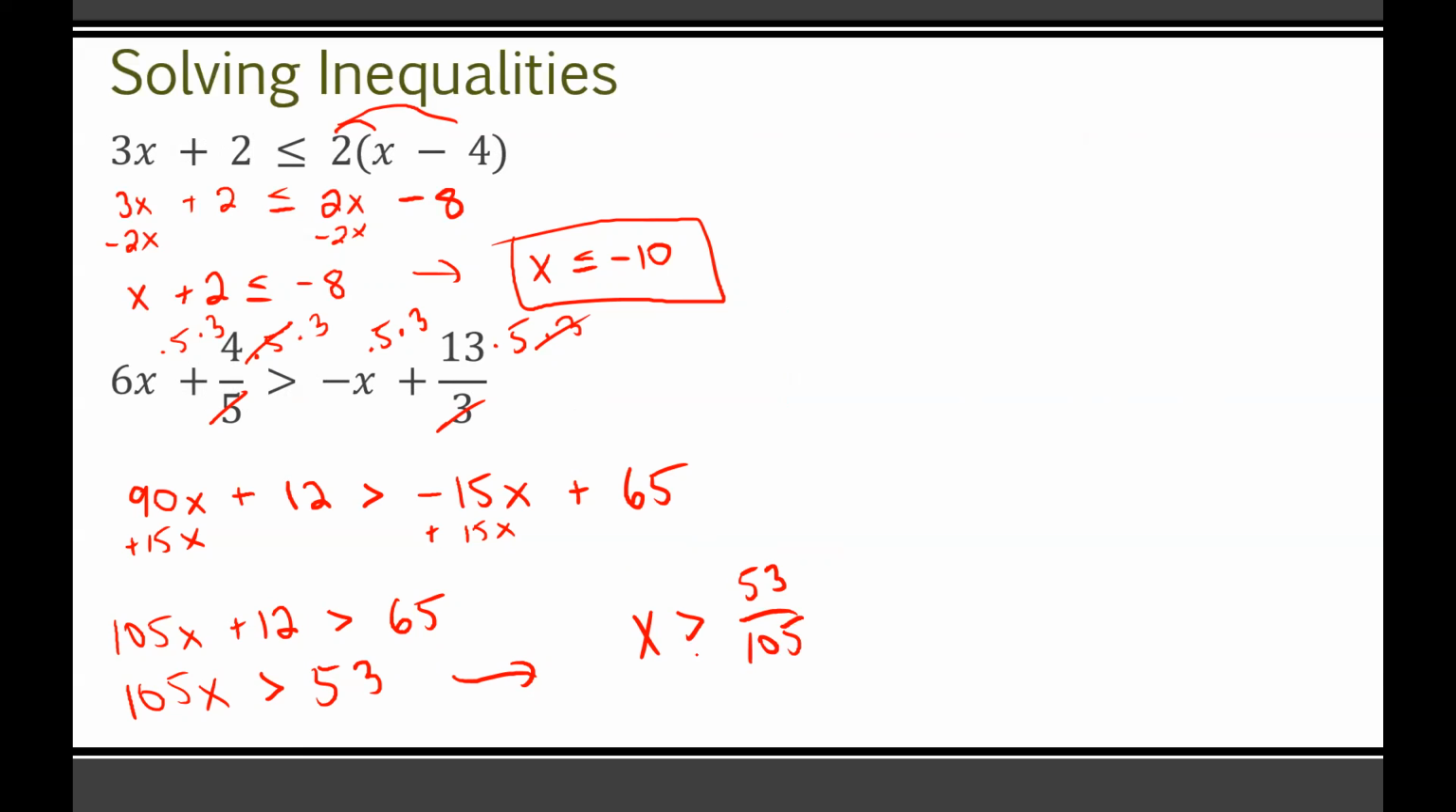That is a really bad answer. Like, that is really not nice, but you know what? Might as well leave it there. Now, typically, we should try to reduce the fraction. Just looking at this off the top of my head, I don't think there's anything that's going to go into both of these. I could be mistaken, though. Let's just check. 53 over 105.